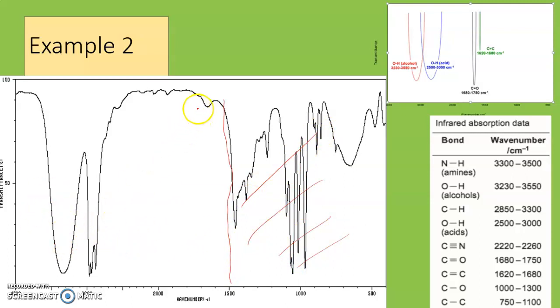Now I have got nothing here. I've got two big peaks here. This particular peak is the same as before. I have got CH, which is in 2850 to 3300. Then I've got the peak here, which is over 3000. So over 3000, the peak lies in the OH for alcohol. So that is OH for alcohol.